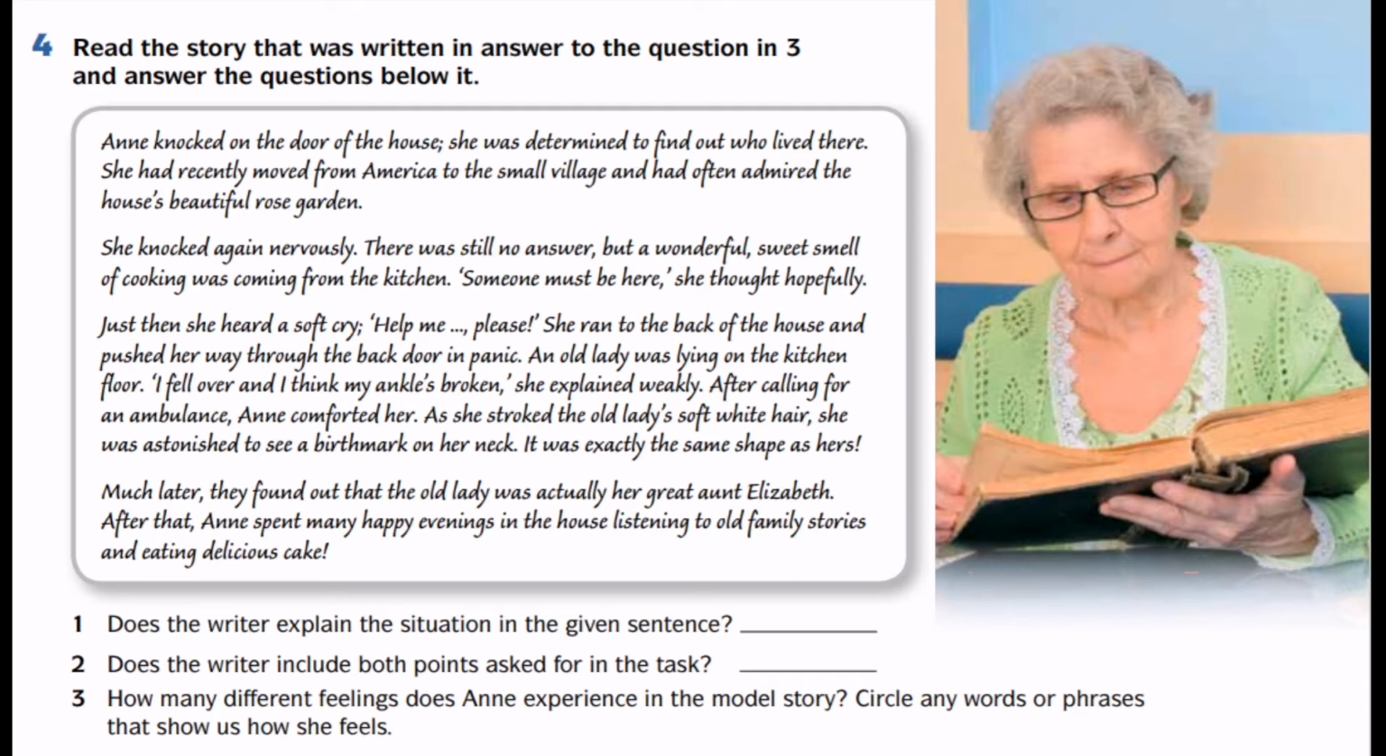Just then, she heard a soft cry. "Help me, please." She ran to the back of the house and pushed her way through the back door in panic. An old lady was lying on the kitchen floor. "I fell over and I think my ankle's broken," she explained weakly. After calling for an ambulance, Anne comforted her. As she stroked the old lady's soft white hair, she was astonished to see a birthmark on her neck. It was exactly the same shape as hers. Much later, they found out that the old lady was actually her great aunt Elizabeth.